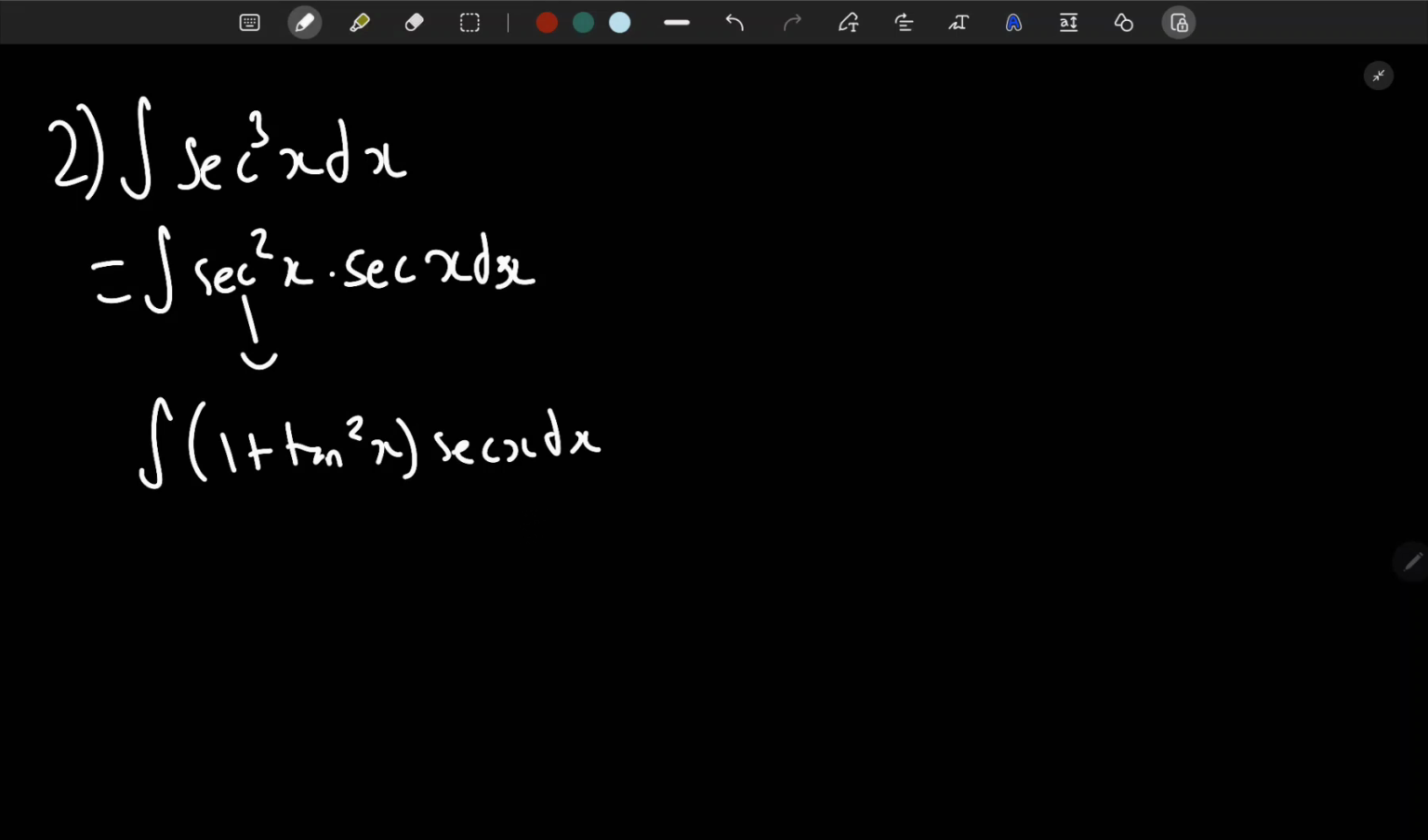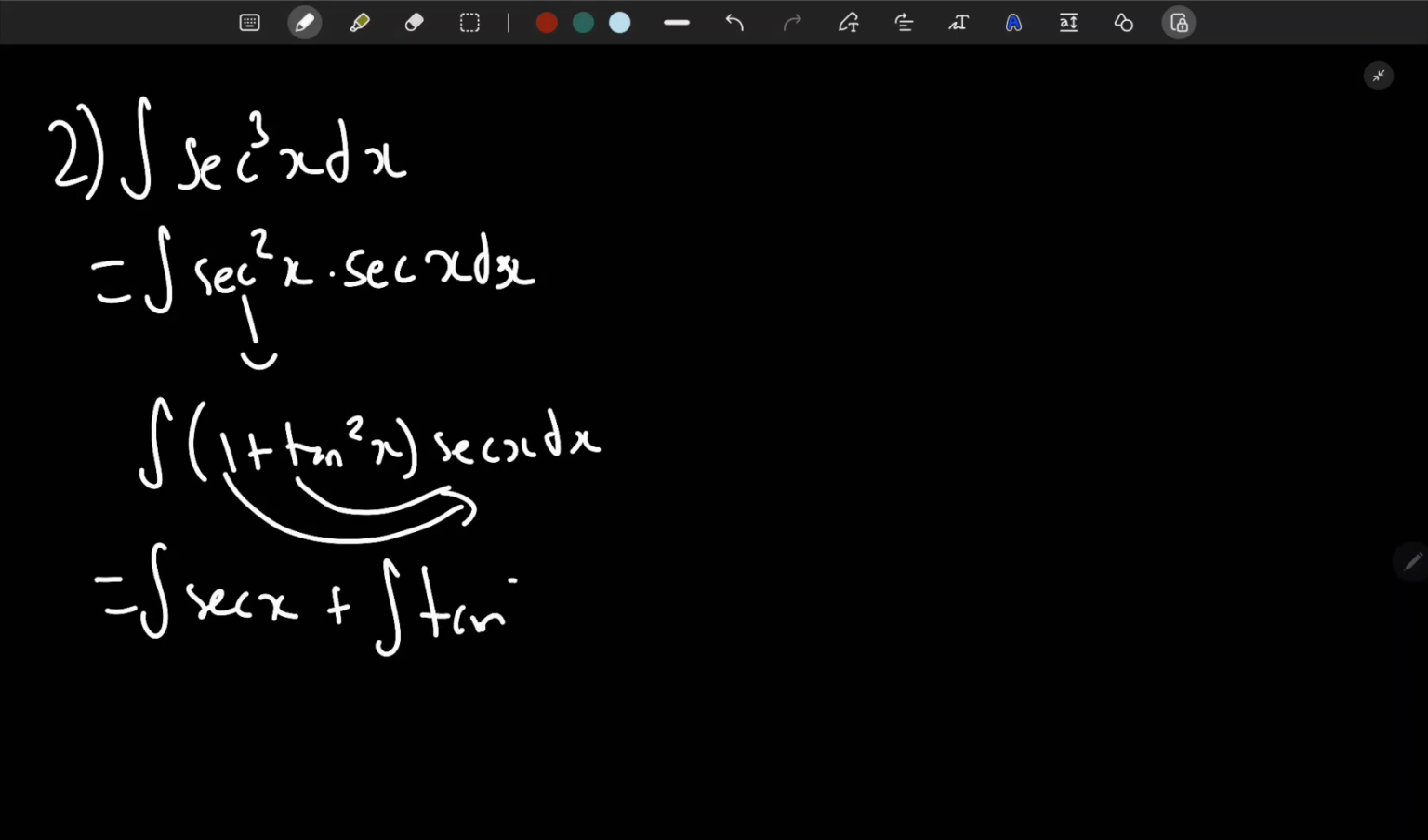So the only other option we have here is to multiply this and expand it. So it will become 1 times secant, which is integration of secant x, plus the tan squared times secant, which is tan squared x secant x dx.